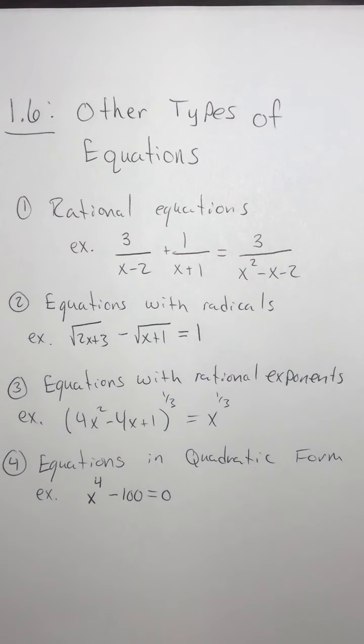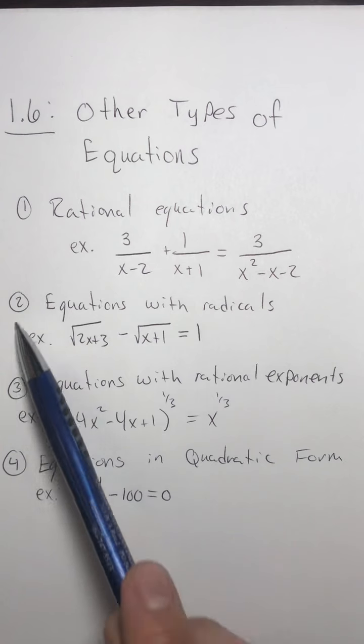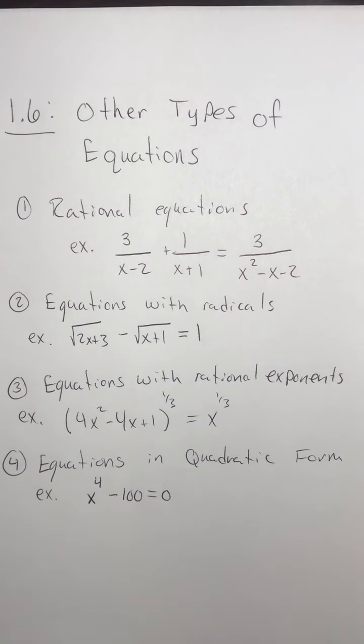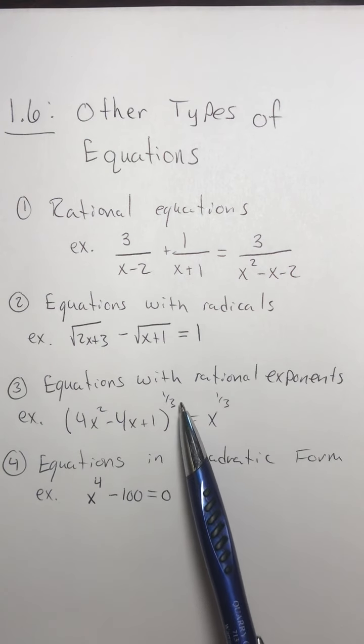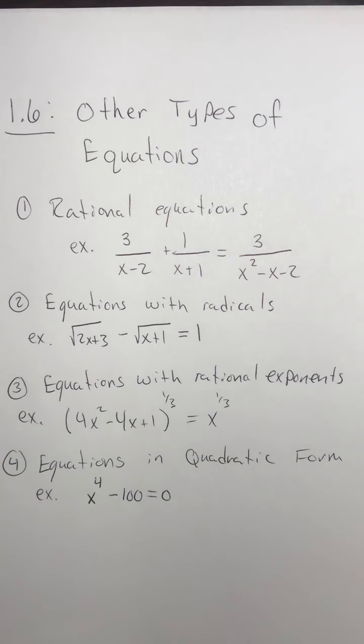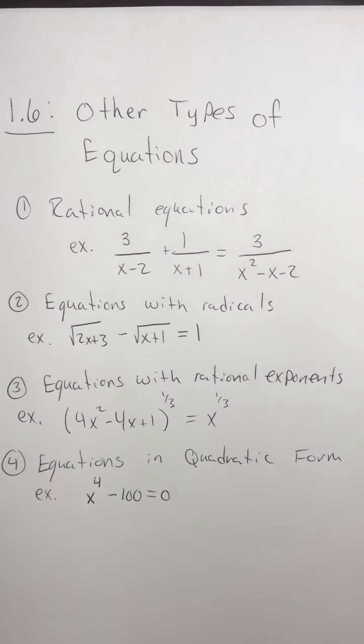We are going to do section 1.6, other types of equations. We are going to cover 4 different equations in this section: rational equations, equations with radicals, equations with rational exponents, which these two are the same because a square root, for example, would be a 1/2 exponent. In this example right here, you have a rational exponent. 1/3 is the exponent, same thing as the cubed root, so these two are going to be quite similar process.